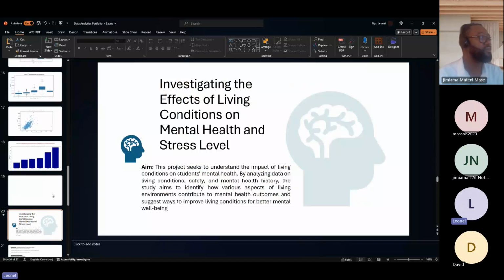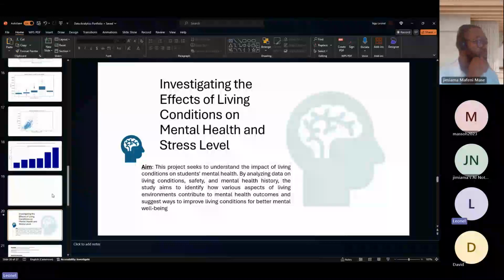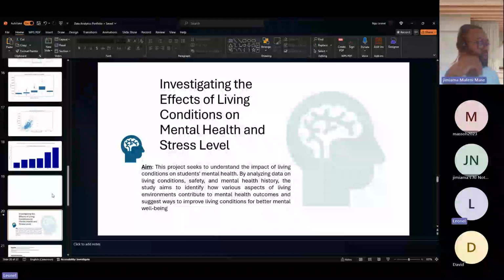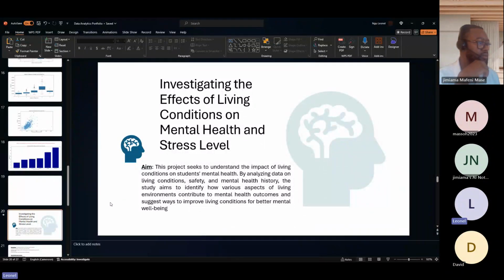So my project title for the stress level was investigating the effects of living conditions on mental health and stress level. This project seeks to understand the impact of living condition on students' mental health by analyzing data on living conditions, safety, and mental health history. The study aims to identify how various aspects of living environments contribute to mental health outcomes and suggest ways to improve them for better mental well-being.